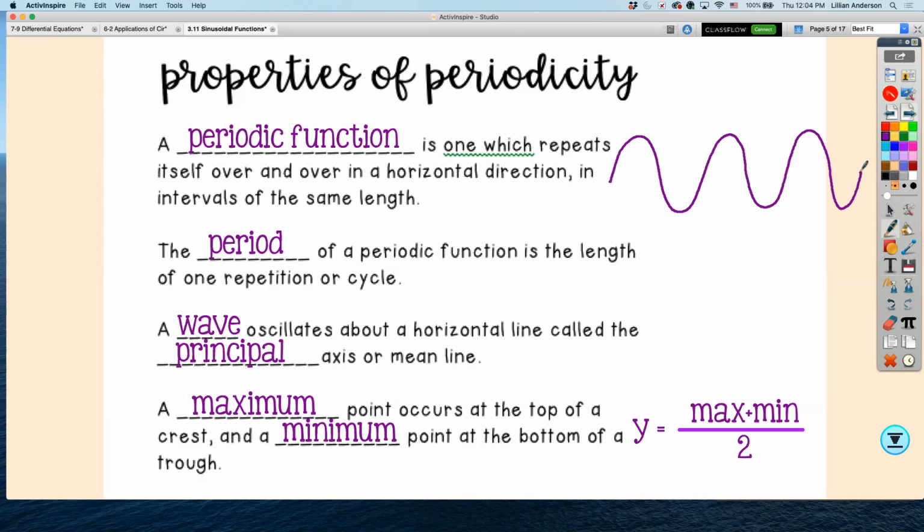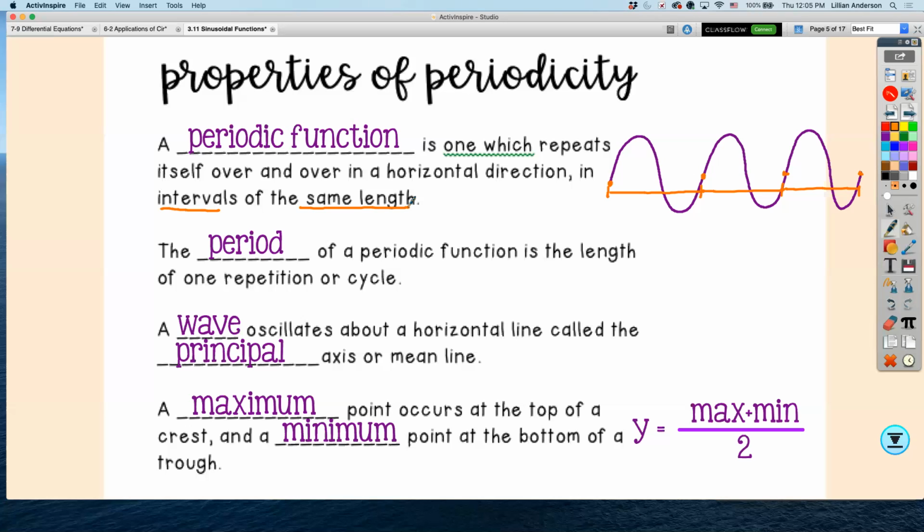Like so. This is an example of a periodic function, because over a certain horizontal length, it is the same distance over and over again, okay? It repeats itself over and over again over the same length, the same interval length. That's what makes it a periodic function.